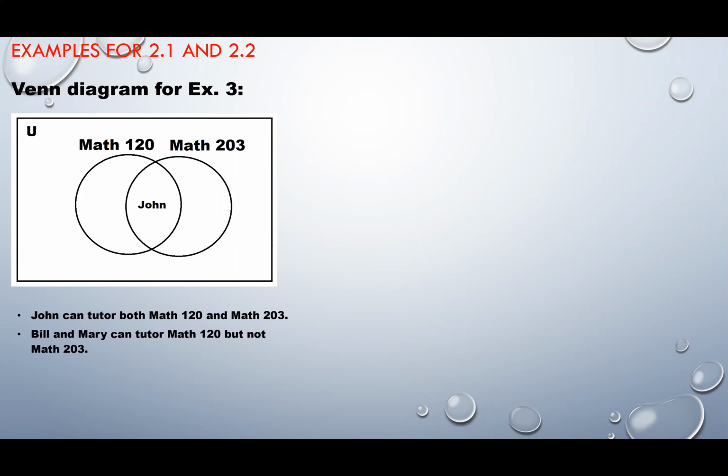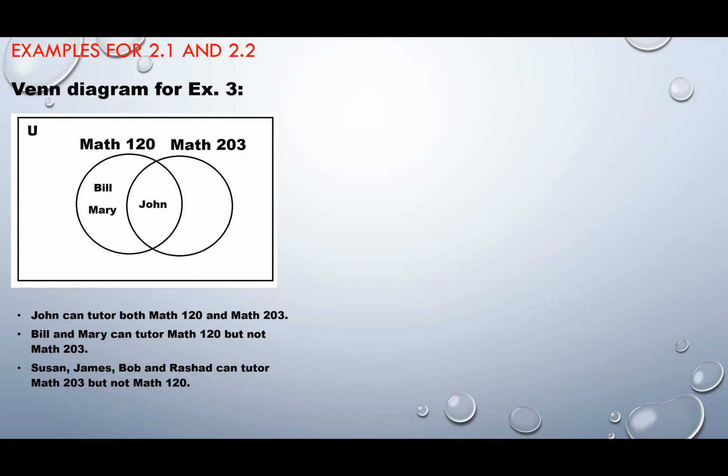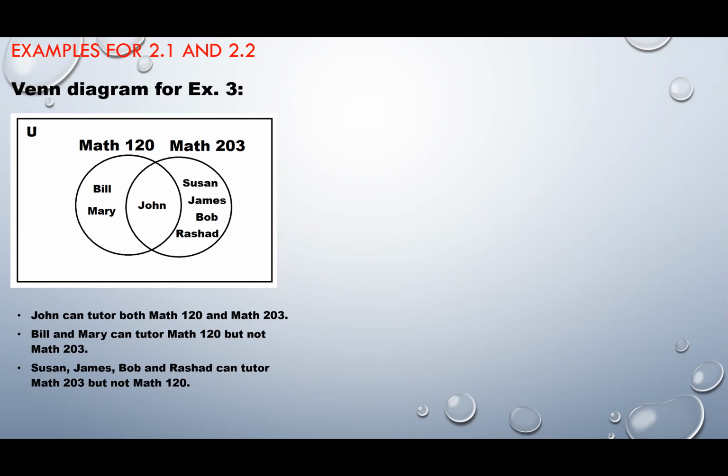And they tell you Bill and Mary can tutor Math 120, but not 203, so Bill and Mary are here, inside the 120 circle but outside of the 203 circle. And vice versa, Susan, Jim, Bob, and Rashad can tutor Math 203, but not 120, which means they are in the 203 circle, but outside of the 120 circle.